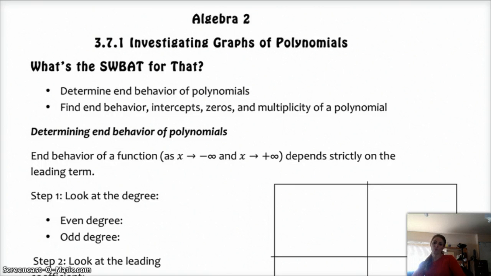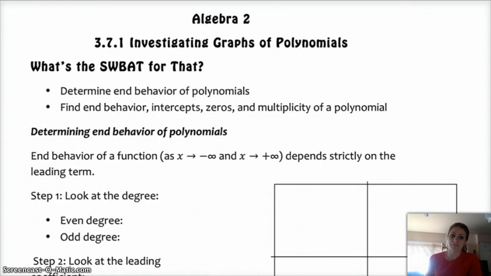So, first we're going to talk about what end behavior means and what that is going to look like with a polynomial. And then in order to graph, which will be tomorrow, we'll need end behavior, intercepts, zeros, and multiplicity of zeros so that you can effectively sketch. It's not going to be a perfect, accurate graph, but that's okay. It's a sketch, but it should include all of these things.